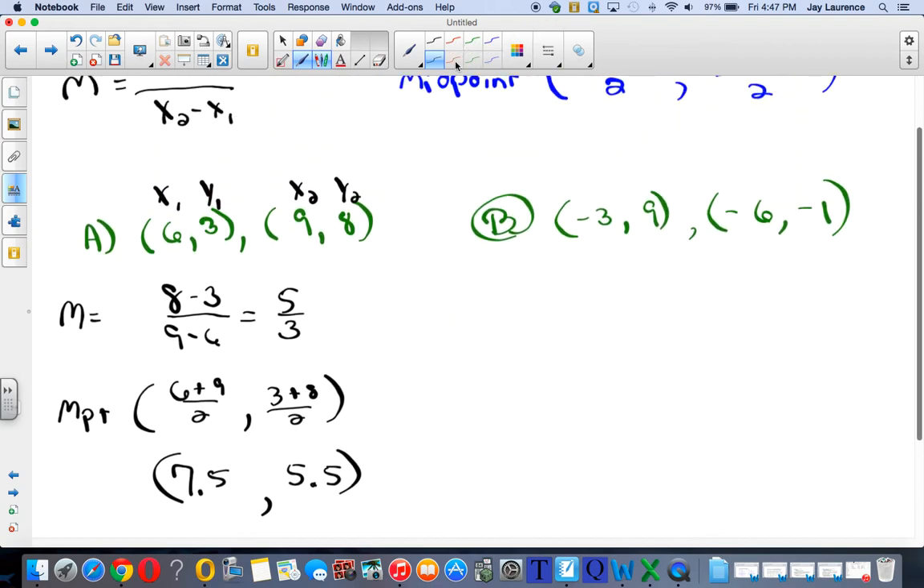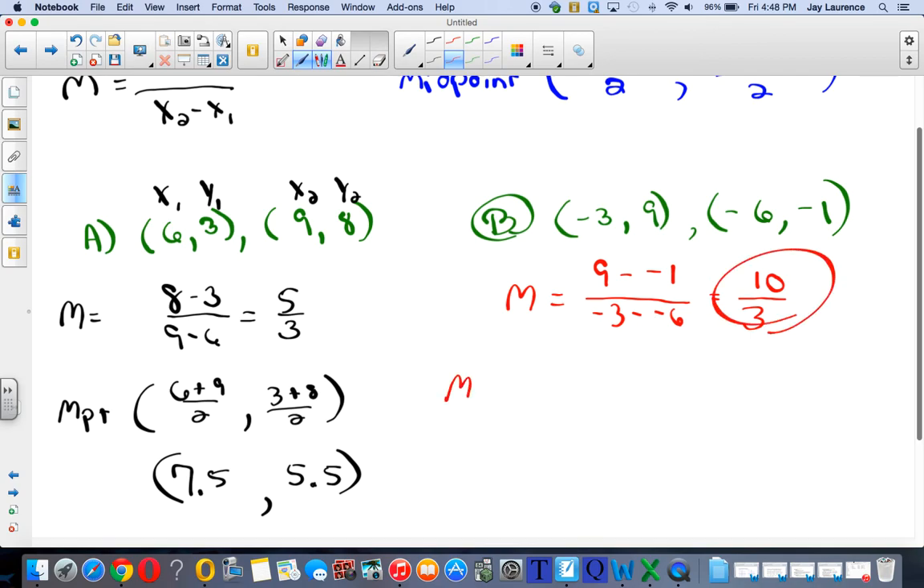Okay, let's do it again for B here. Again, if you haven't tried it, pause the video and try it on your own. So I'm going to look for my slope. And let's see, I'm going to subtract the x's. So I'm going to get negative 3 minus negative 6. Well, I think that's going to end up being a positive 3. And then I'm going to get a 9 minus a negative 1, which is going to be a 10. My slope is going to be 10/3.